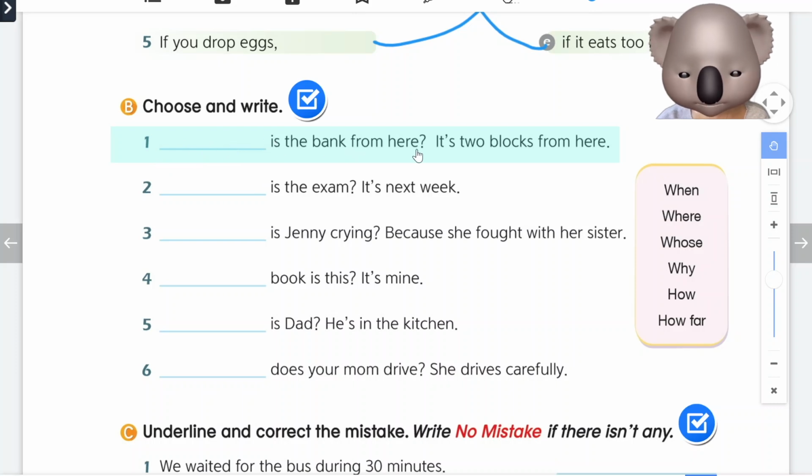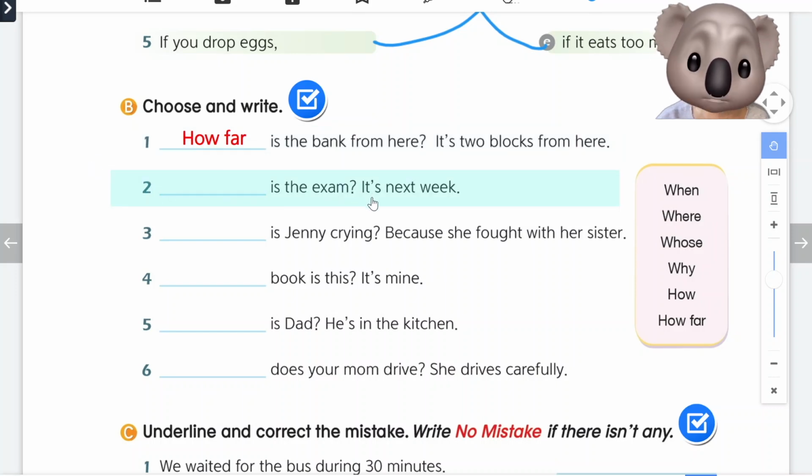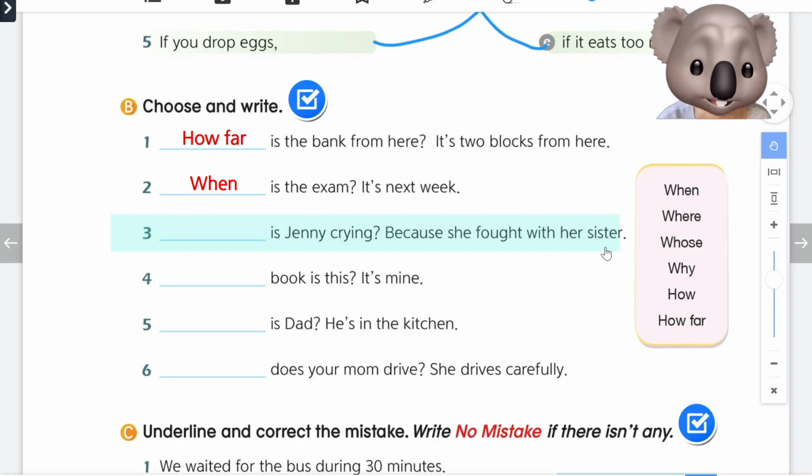Is the bank from here? It's 2 blocks from here. 거리에 대한 질문이라서 how far. Number 2, is the exam. It's next week. 다음 주. 그럼 언제에 대한 질문이겠죠? When. Number 3, is Jenny crying? Because she fought with her sister. 여기 이유가 나오네. 그럼 our question word is why.